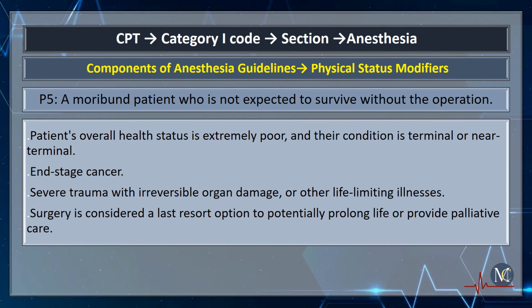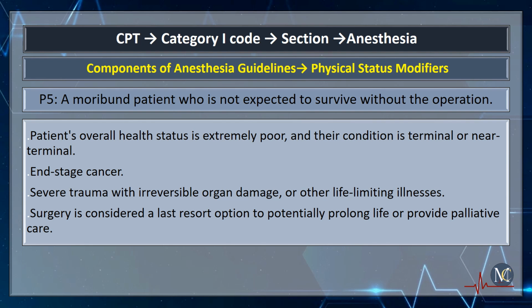Modifier P5. In the context of anesthesia physical status modifiers, it indicates that the patient is moribund and not expected to survive without the operation. This designation signifies that the patient's overall health status is extremely poor and their condition is terminal or near terminal. Patients classified as P5 may have conditions such as end stage cancer, severe trauma with irreversible organ damage, or other life limiting illness where surgery is considered a last resort option to potentially prolong life or provide palliative care.